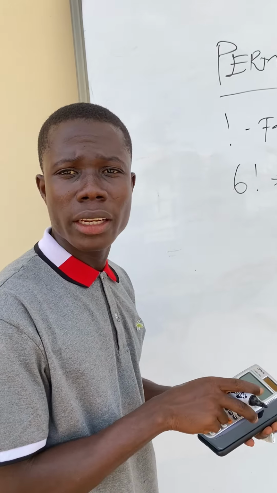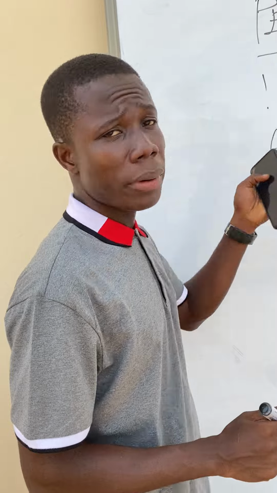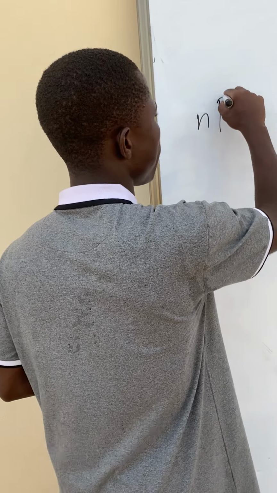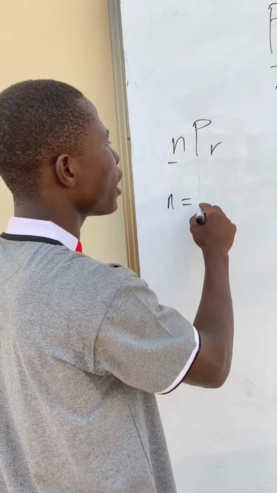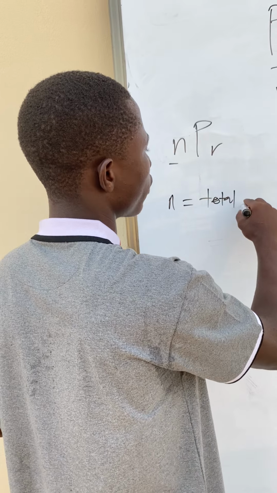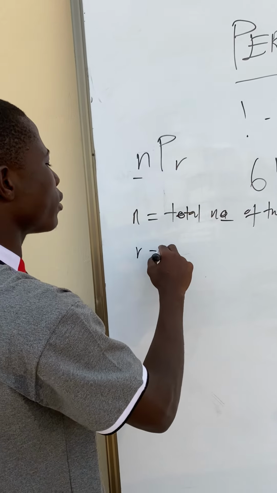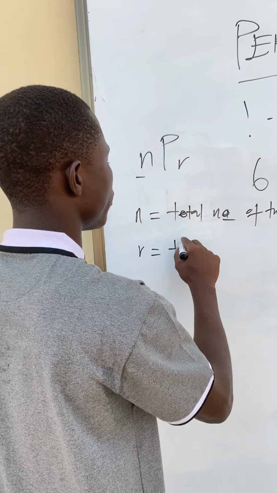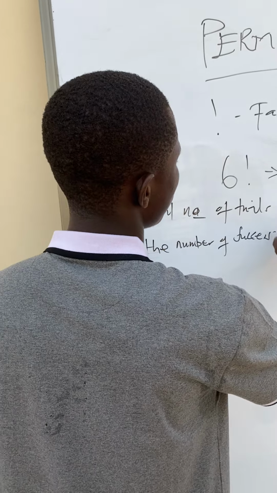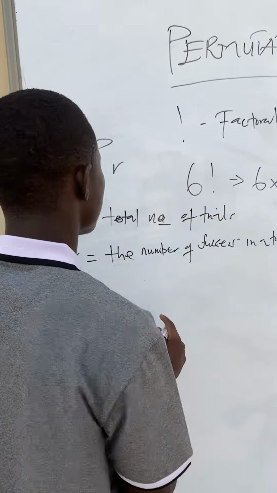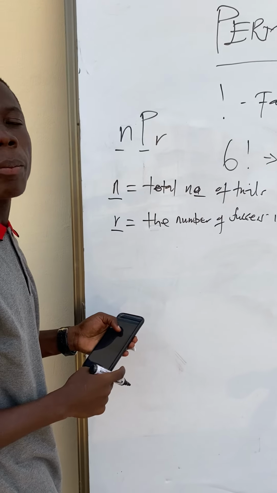So I have an example here that I want us to treat and see. There's a formula for permutations, and the formula is nPr. That is n permutations r. n is the total number of trials, and r is the number of successes in a trial. So our n and our r. This P here represents permutations.